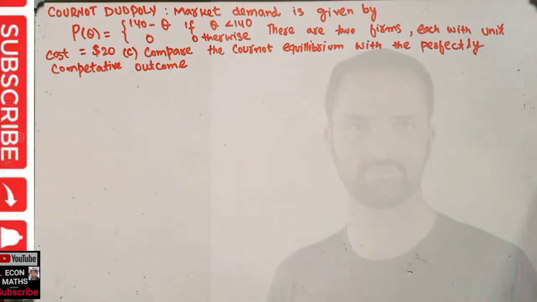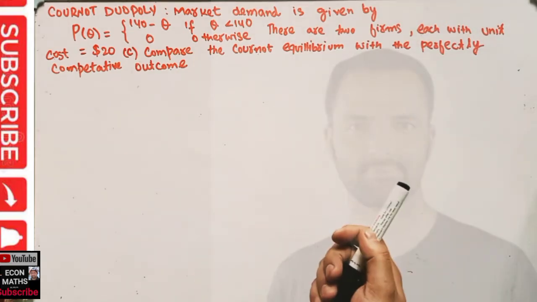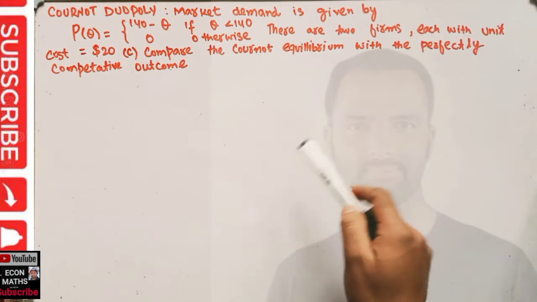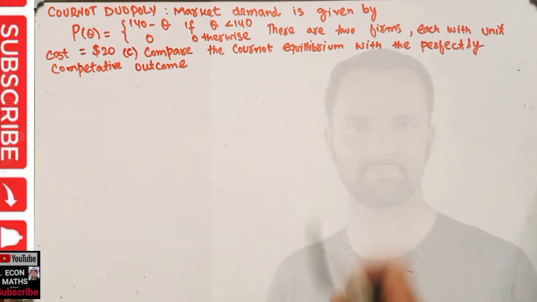Hi, this is Hilal. In this video on the Mathematical Economics series, we will solve a problem that was asked by a brother regarding the Cournot duopoly model, how to find the Cournot equilibrium. And in this question, we have to compare the Cournot equilibrium with a perfectly competitive outcome. That means when the number of firms is large, what will happen to the Cournot equilibrium?